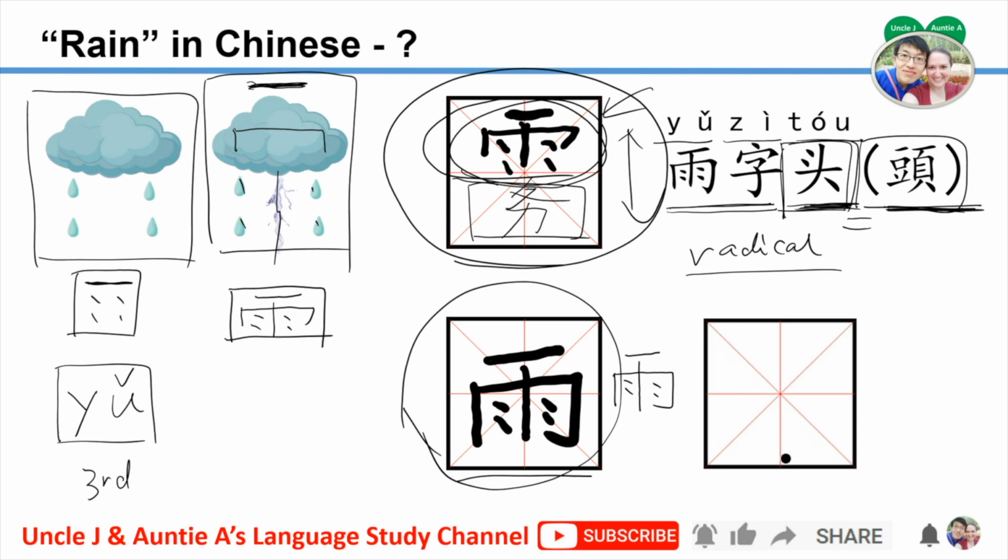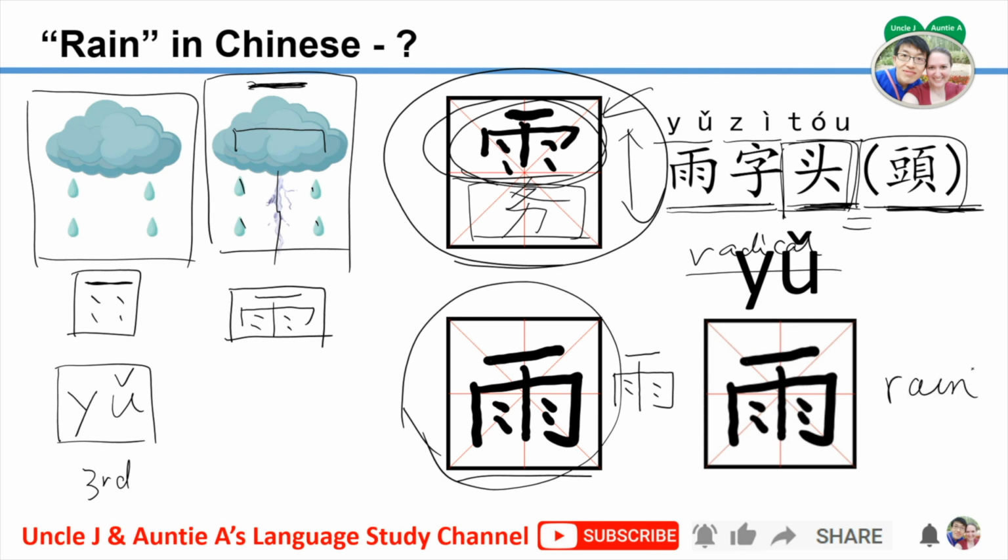So please grab a piece of paper and follow this animation to practice 雨. We have heaven or sky, and then a piece of cloud. Then is lightning as a vertical stroke, and then some raindrops. That is rain, 雨.